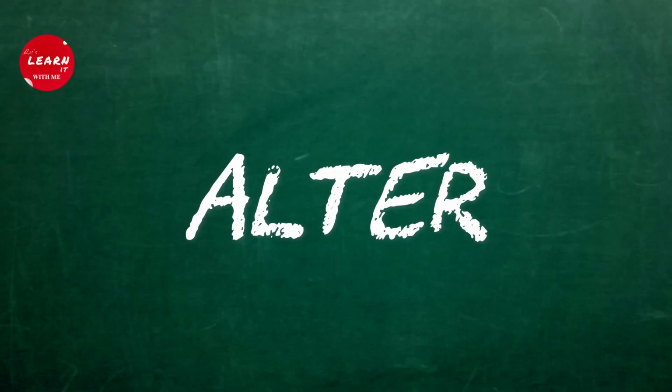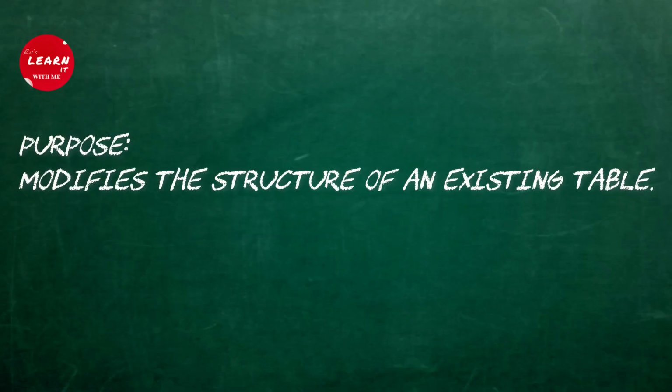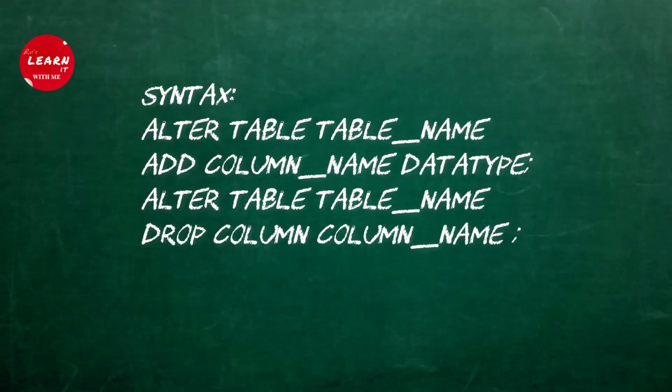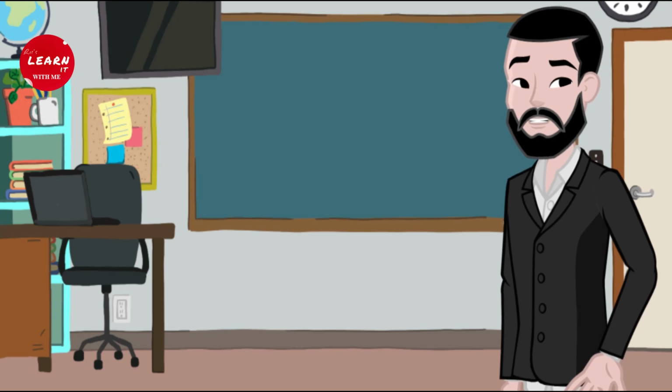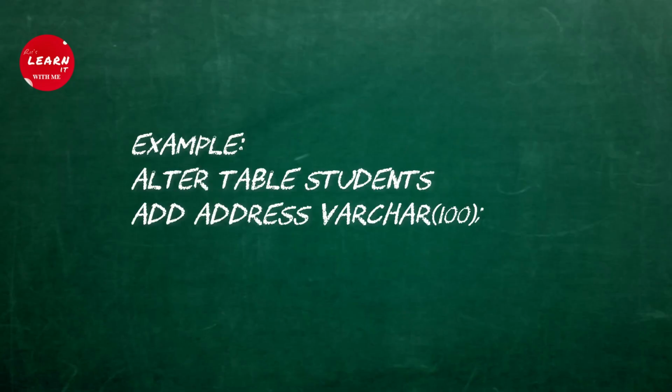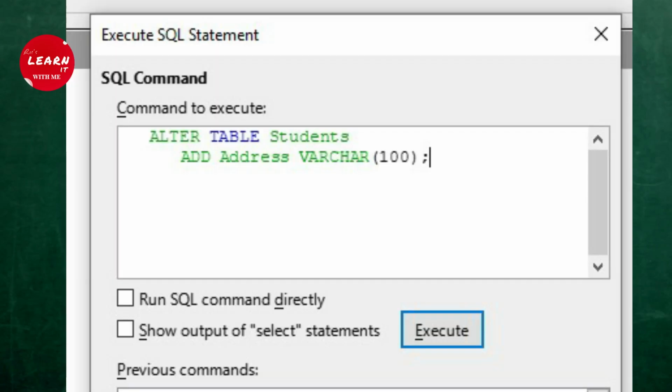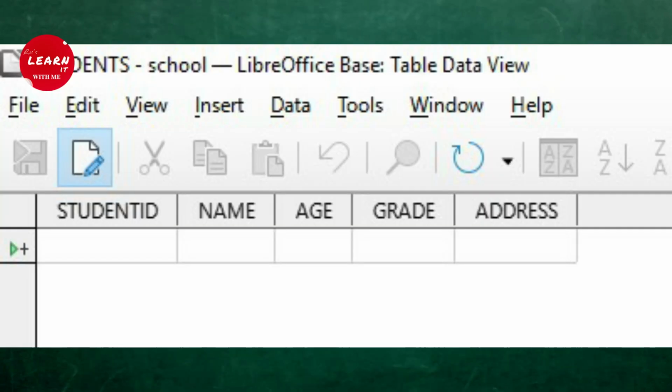Next command is alter. It is used to modify the structure of an existing table. The syntax of alter command is as follows. Let's see an example of alter command in a query. Here in this example we have added a new column address to the table student with varchar data type and 100 character length. Here is how your table looks like.